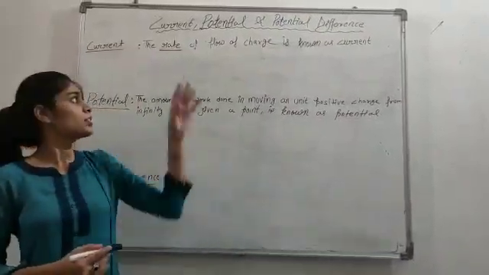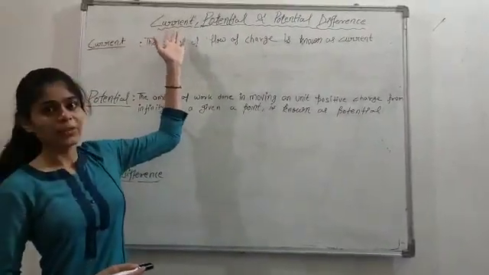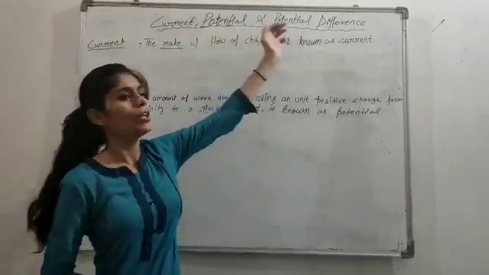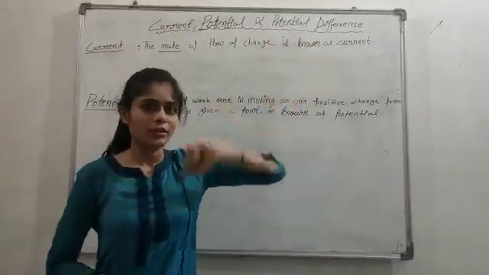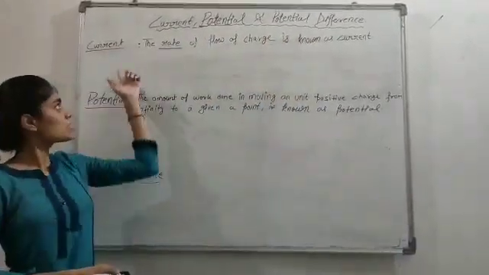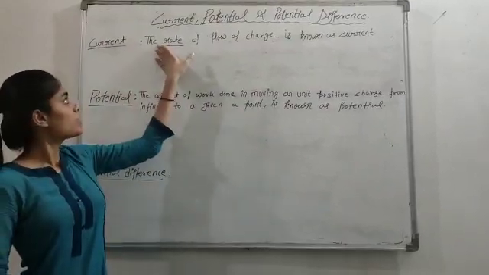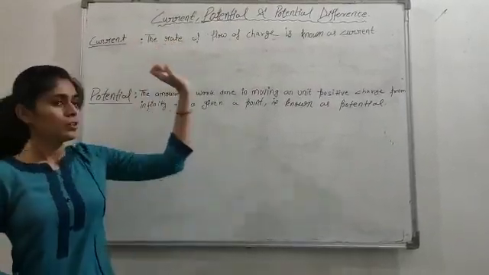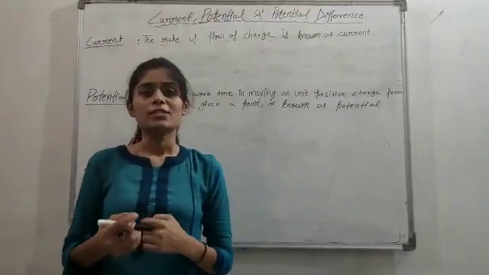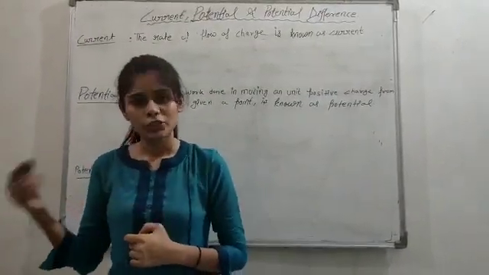Here I have picked three important topics from electricity: current, potential and potential difference. So the first topic is current. What is current? Current is defined as the rate of flow of charge.